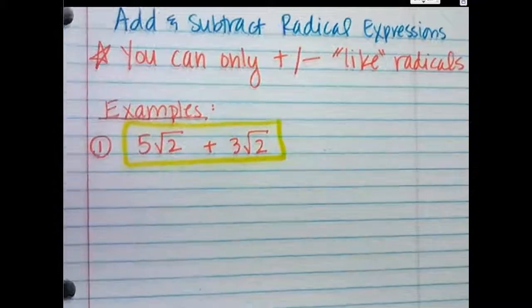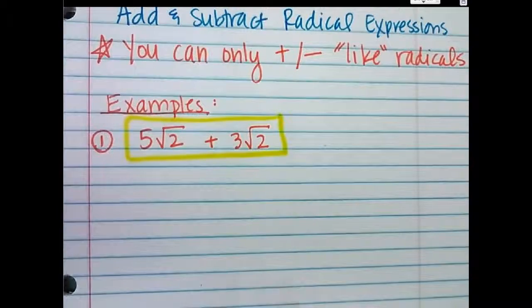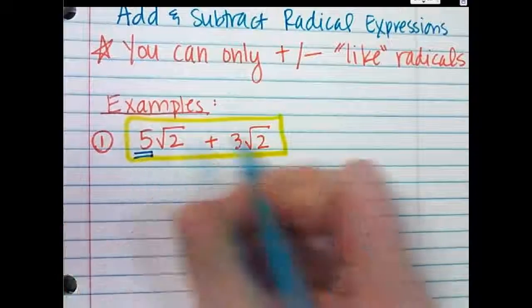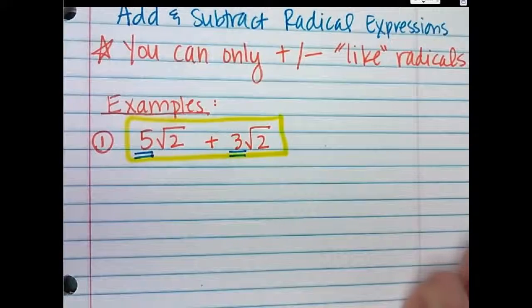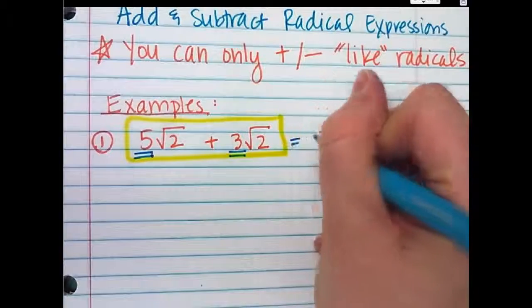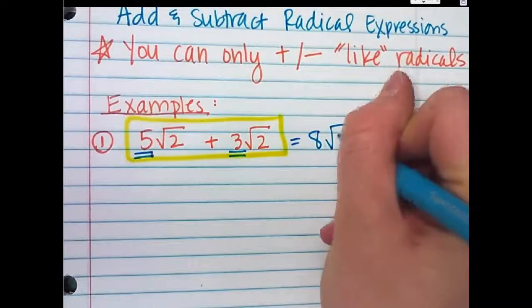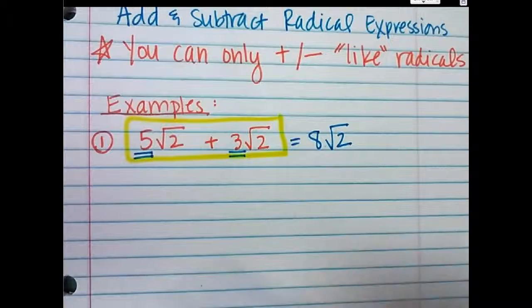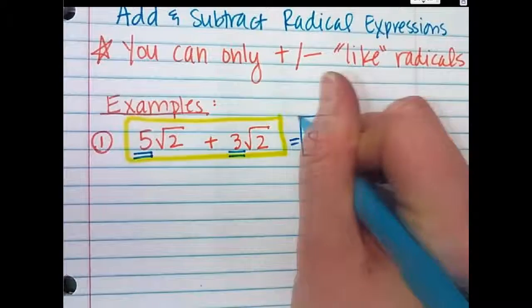Do you think we have like radicals here? Yeah, you have square root of 2 and square root of 2. So all you do is you add the numbers in front. You add the coefficients basically. So 5 plus 3 is 8, and then I just leave square root of 2. So I don't make it square root of 4. I don't make it 2 square roots of 2 or anything crazy like that. It's just 8 square root of 2. That's it.